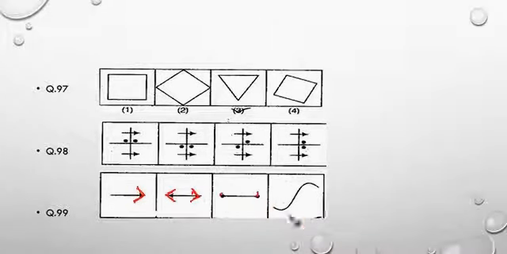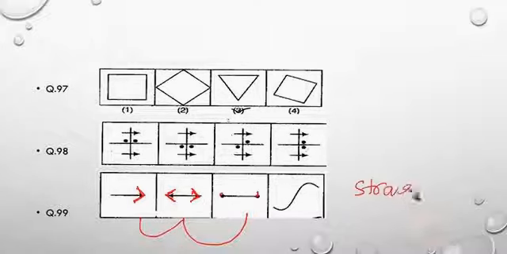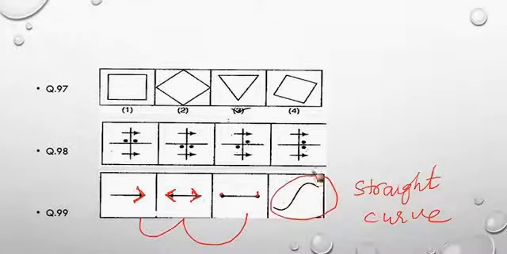But in case of option 4, there is no straight line, it is an arc. So options 1, 2 and 3 are similar because there are straight lines in the design. But in case of option 4, there is no straight line because this is a curve. So option 4 is standing out as the odd man out figure. Question number 99, the answer is 4.